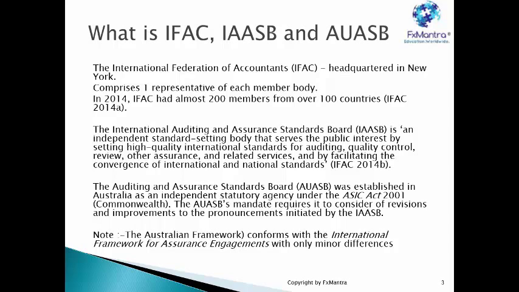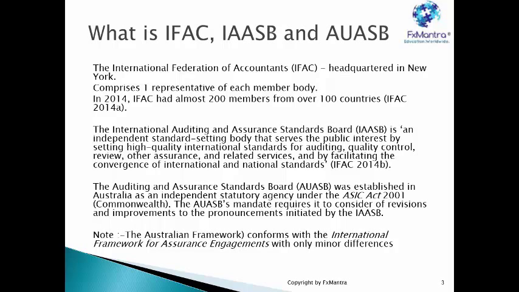This is the reason IAASB is now in the process of convergence, in the sense that they are trying to harmonize especially the US, European and other international standards so that everybody has almost the same procedures for auditing and other assurance services. The reason being everybody follows their own standards, and the IAASB is trying to bring everybody onto a similar platform. So the Australian framework, although we conform to the international framework for assurance engagements, our standards are not very different from the international ones. However, we do have some minor differences. And practically speaking, Australia has slightly more stringent requirements in comparison to the international standards.